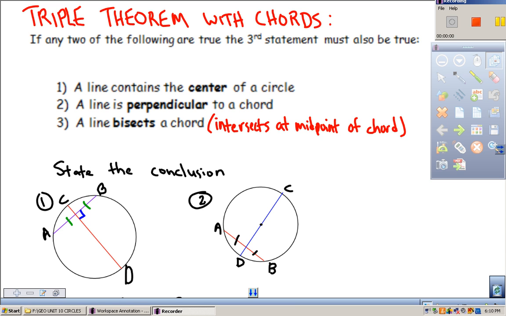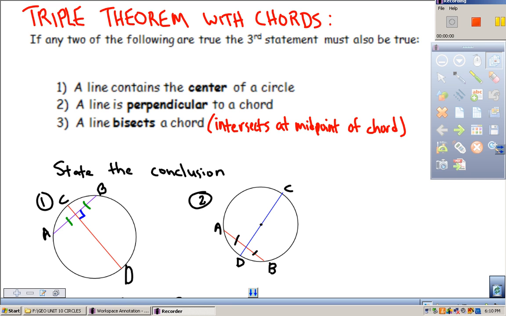I am just going to explain a very important theorem that you are going to have to apply and use. It is called a triple theorem because there are three parts. Now this is a theorem that deals with chords. So hopefully you've got your definition of a chord and you know that it is a segment whose endpoints lie on a circle.